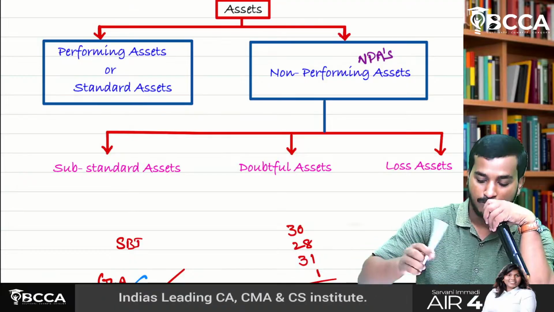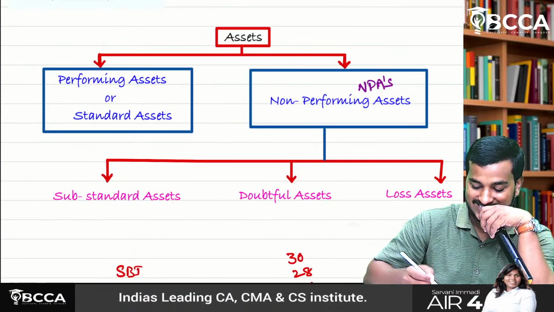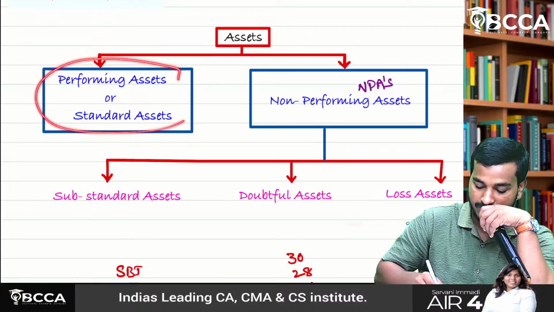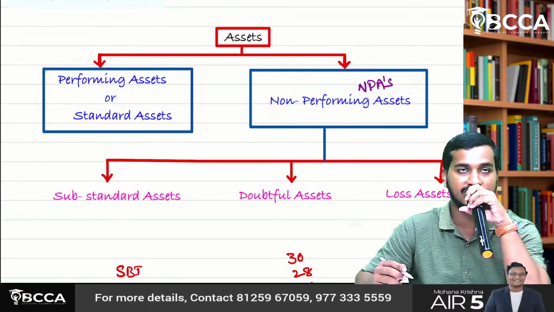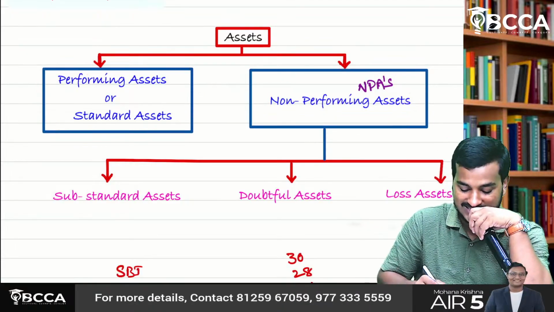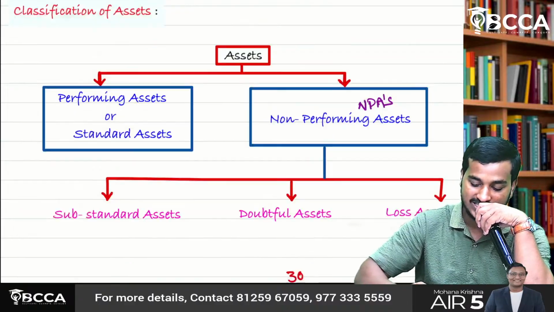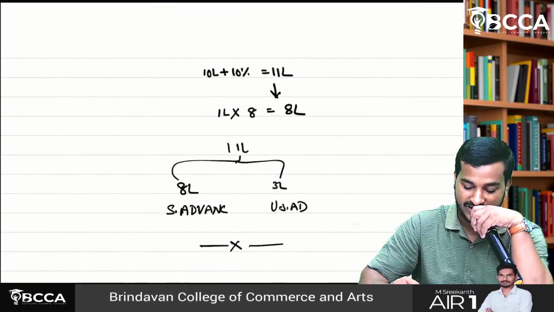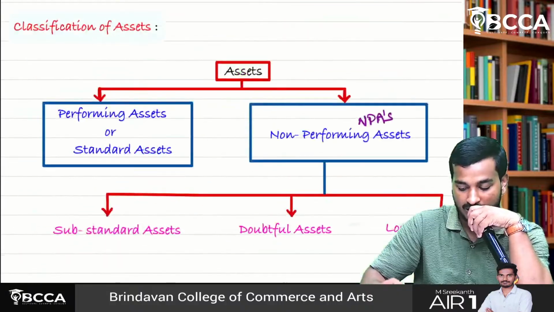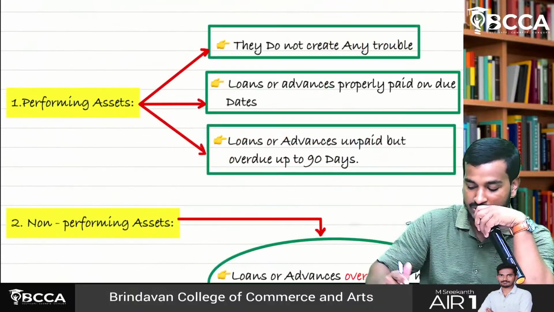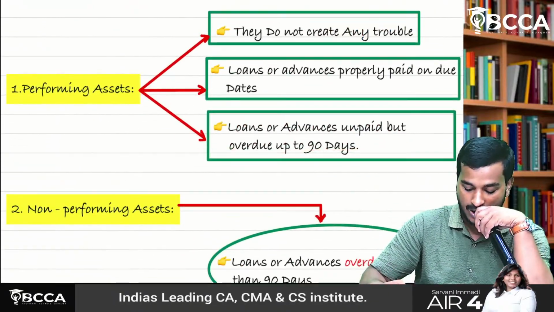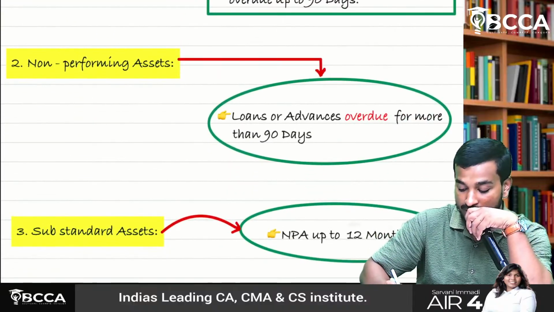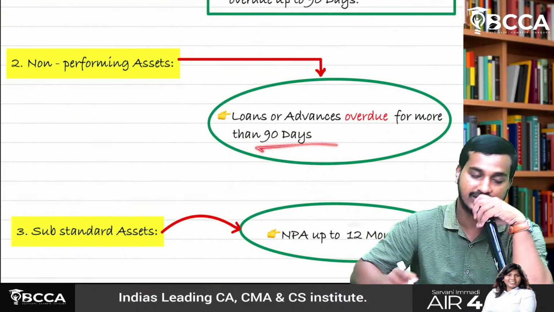So, tell me, assets are two types. What are those? Performing asset, non-performing asset. Performing assets are also called standard assets. What is the meaning of performing asset? If they paid on the due date or are overdue up to 90 days. What is NPA? Overdue for more than 90 days.